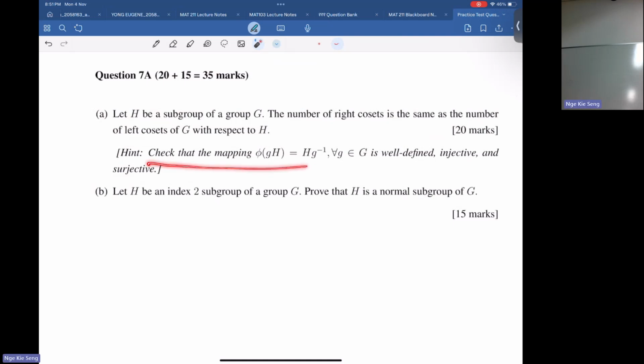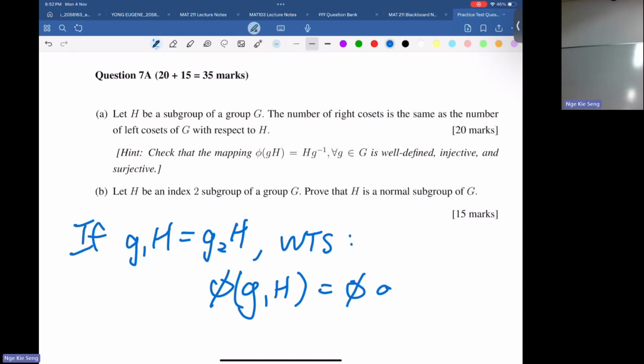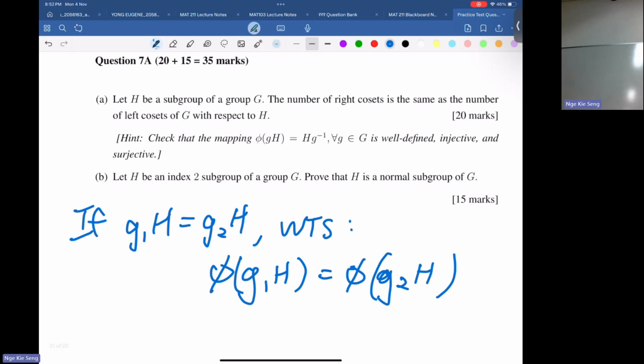Okay, let me ask you, if I give you this map, do you know how to check well-definedness? 还记得什么是 well-definedness? Well-definedness is the converse of your injectivity. Good. Okay, so if x equals y, then φx equals φy. So in this case here, what's the statement? If G1H equals G2H, you need to show that φ of G1H equals φ of G2H. Even if you don't know how to show this, you get 1 or 2 marks already. You know how to progress.